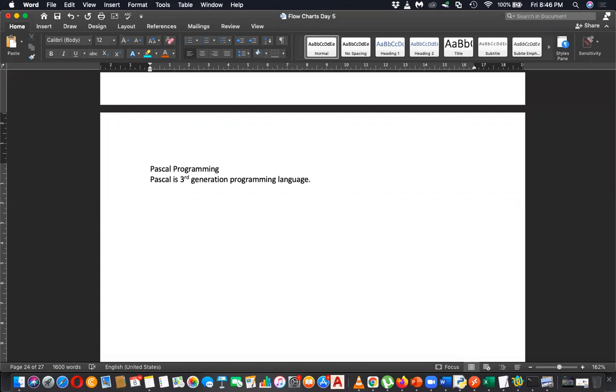So then what is the first generation? What is the second generation? How did we come to third generation? What are the first generation languages? Can anyone tell? First generation languages. What are they? Anuja, 1GL. Joel, what is 1GL?